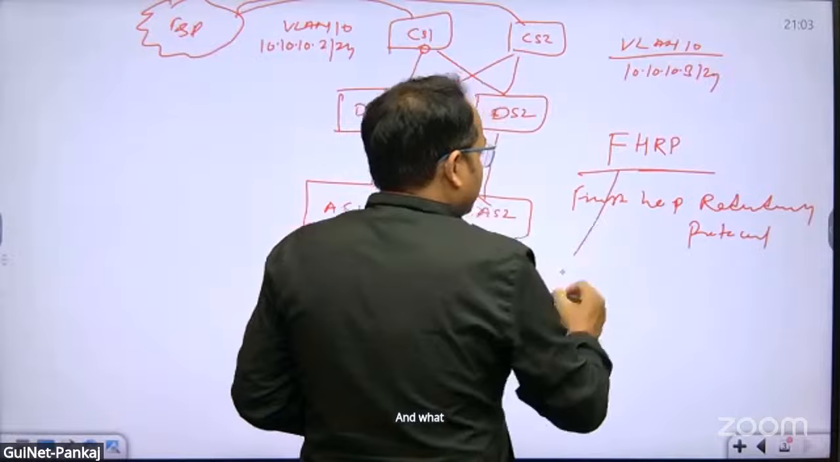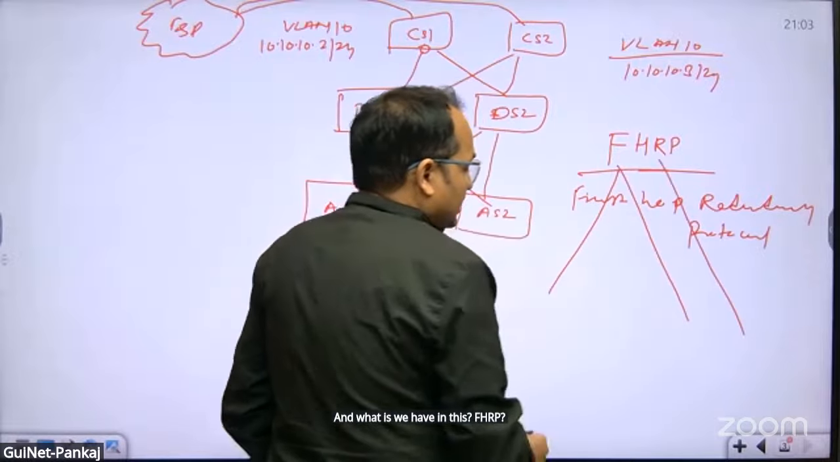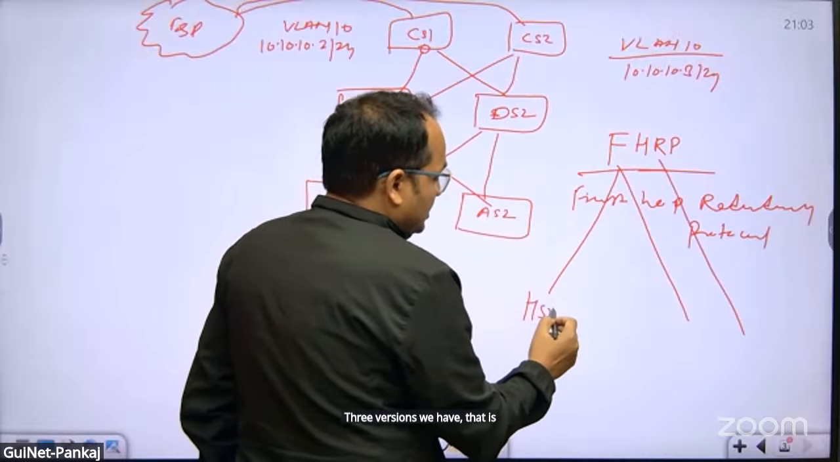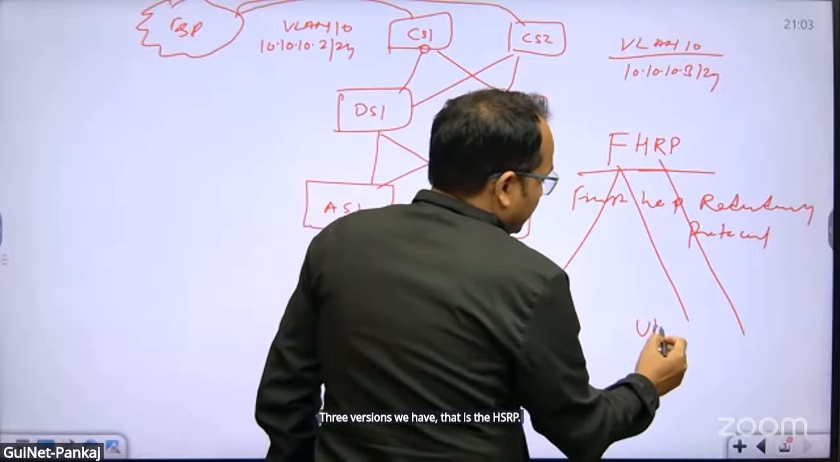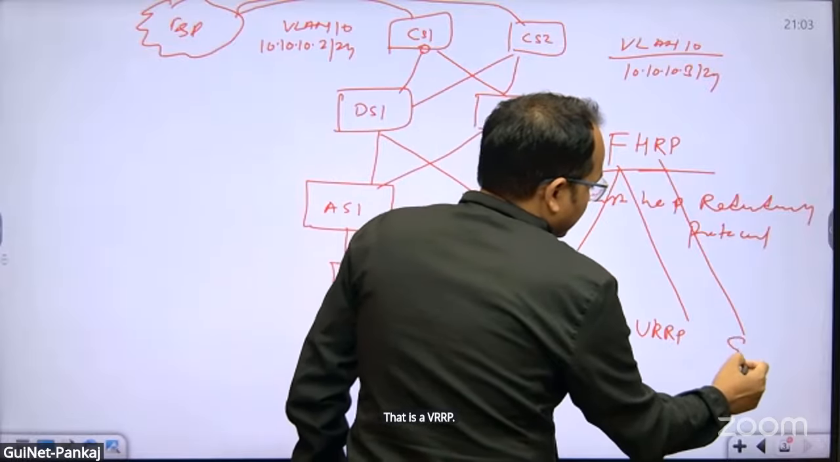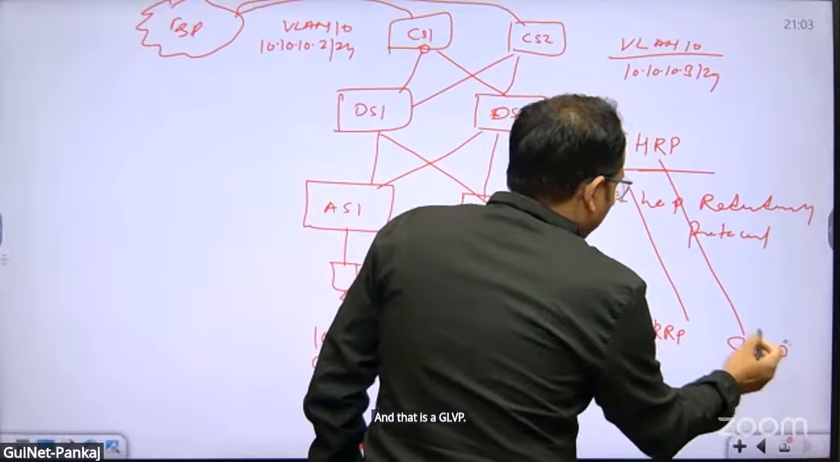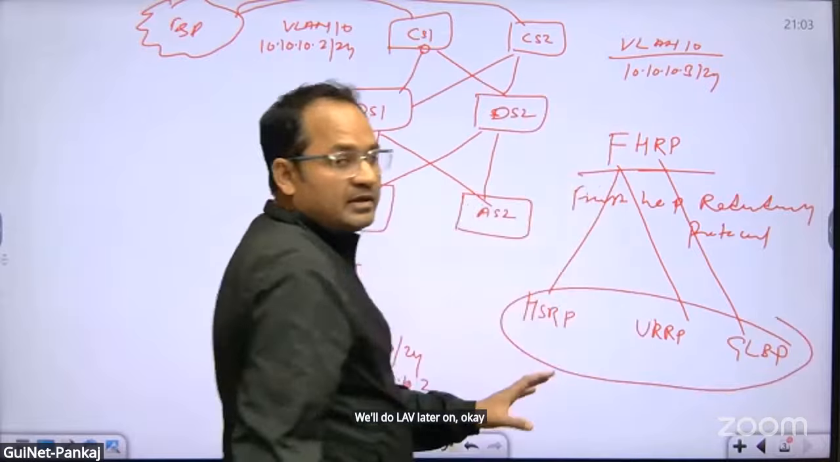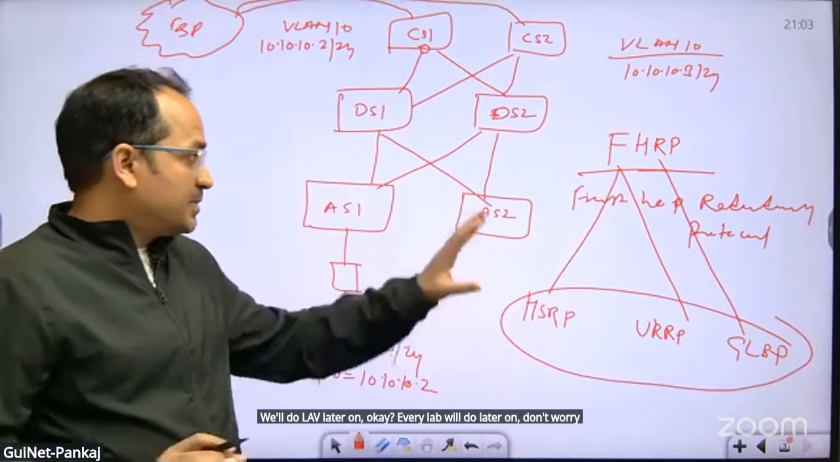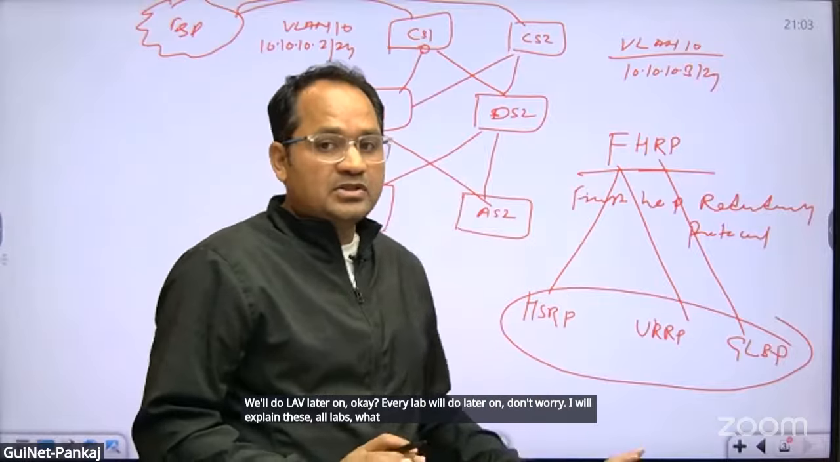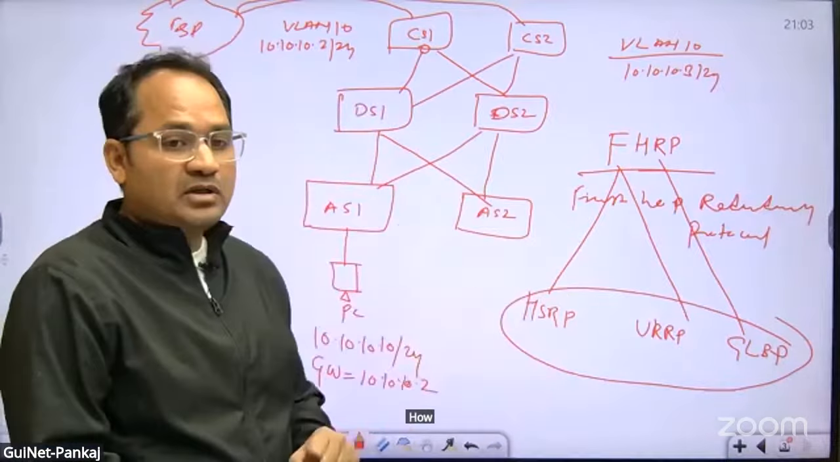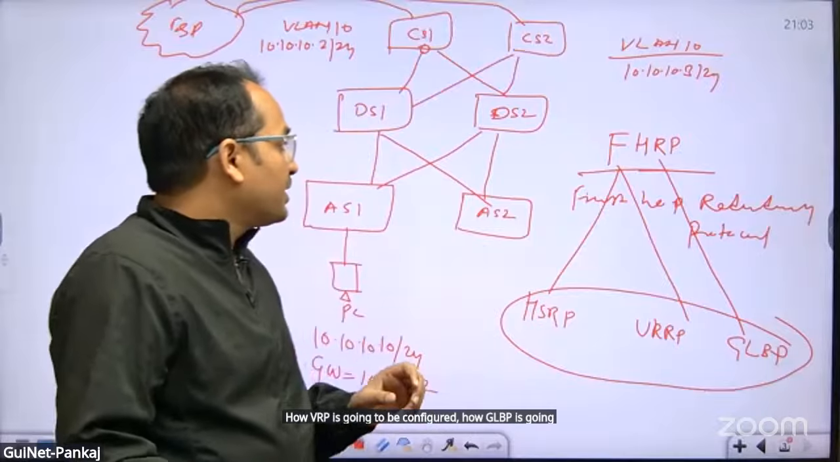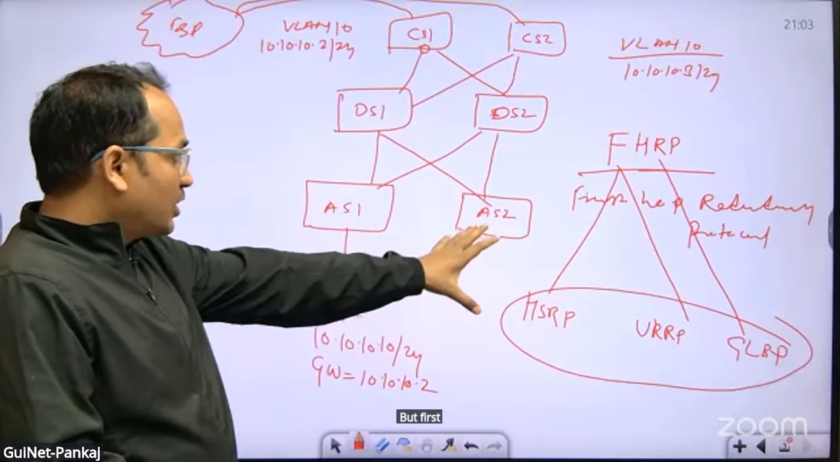And what do we have in this FHRP? We have 3 versions: HSRP, VRRP, and GLBP. We'll do the labs later on. Don't worry, I will explain all these labs: what HSRP is and how to configure it, how VRRP is configured, how GLBP is configured. But first, understand all 3 protocols.